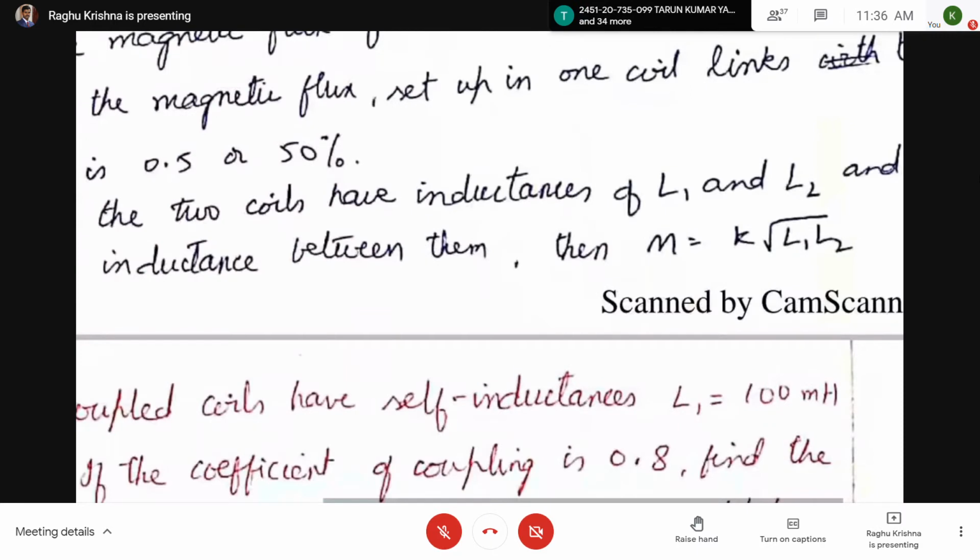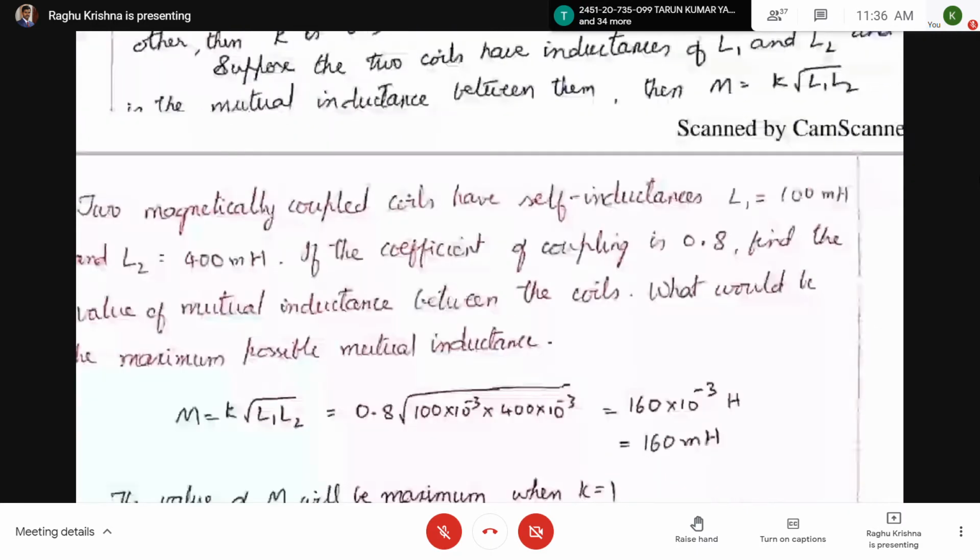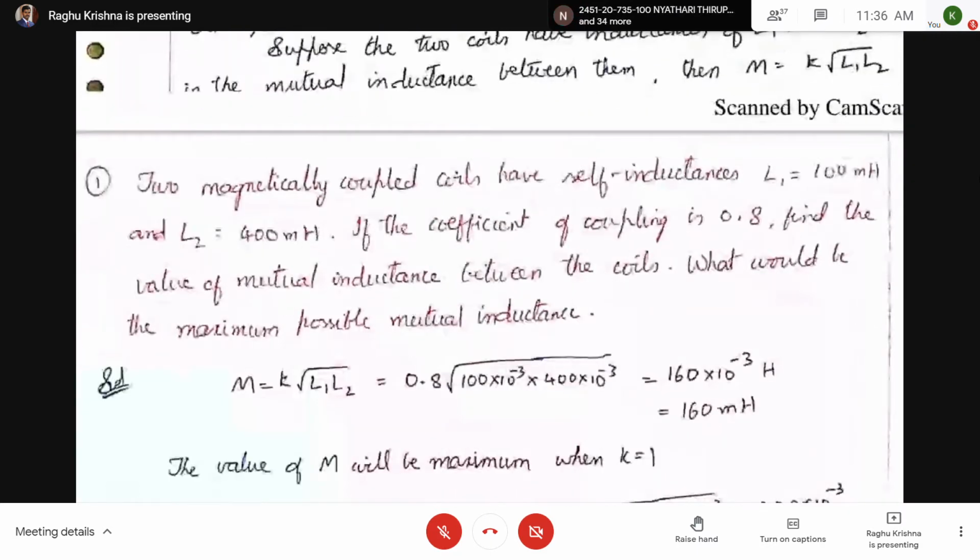Next, let us go for the problem here. Two magnetically coupled coils have self inductances L1 and L2. L1 equal to 100 millihenry and L2 equal to 400 millihenry. If the coefficient of coupling is 0.8, that is the value of K, find the value of mutual inductance between the coils. What would be the maximum possible mutual inductance? That is the second bit.